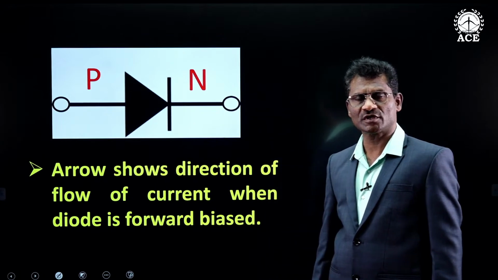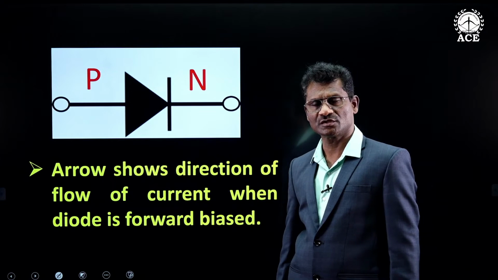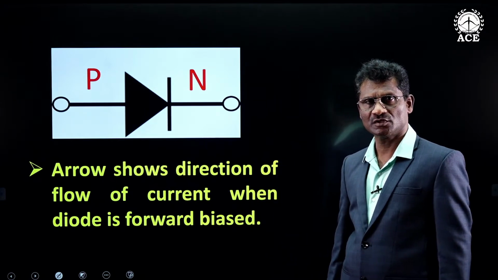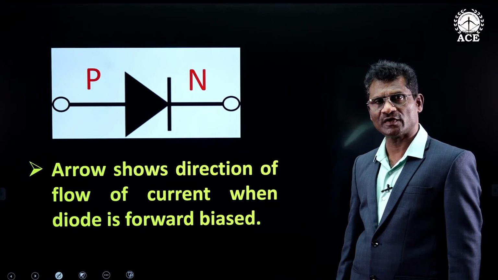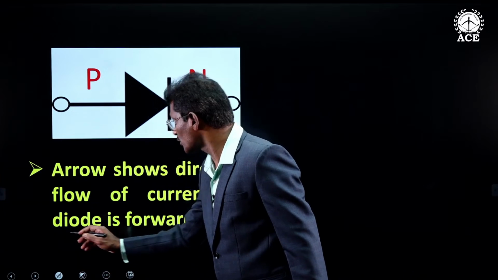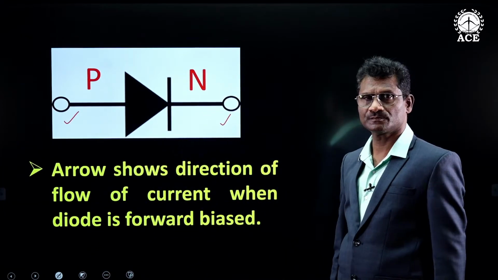Now we move on to the circuit symbol. A circuit symbol should give two services. Number one, it should identify the number of terminals. Number two, it should identify the names of terminals. By looking at this circuit symbol, we can say that it is having two terminals.